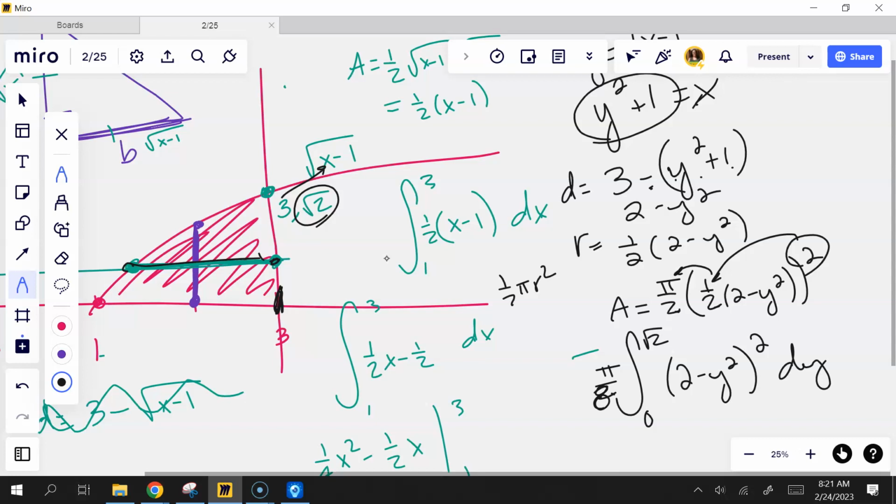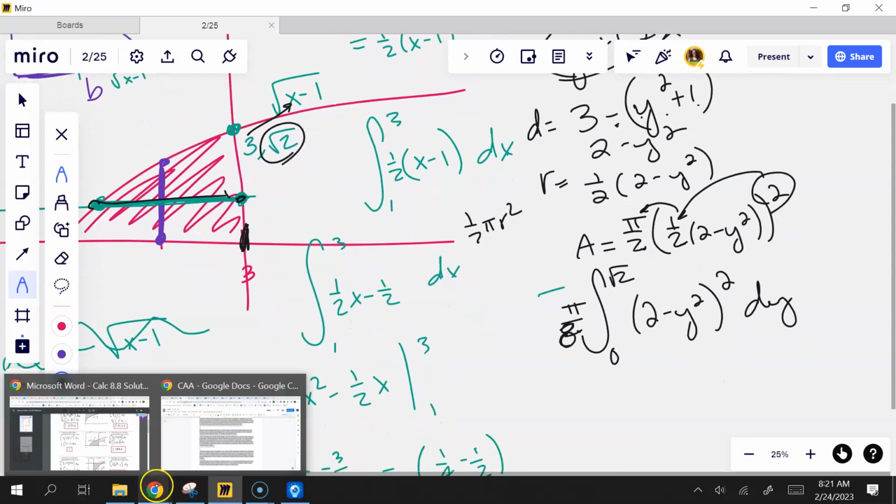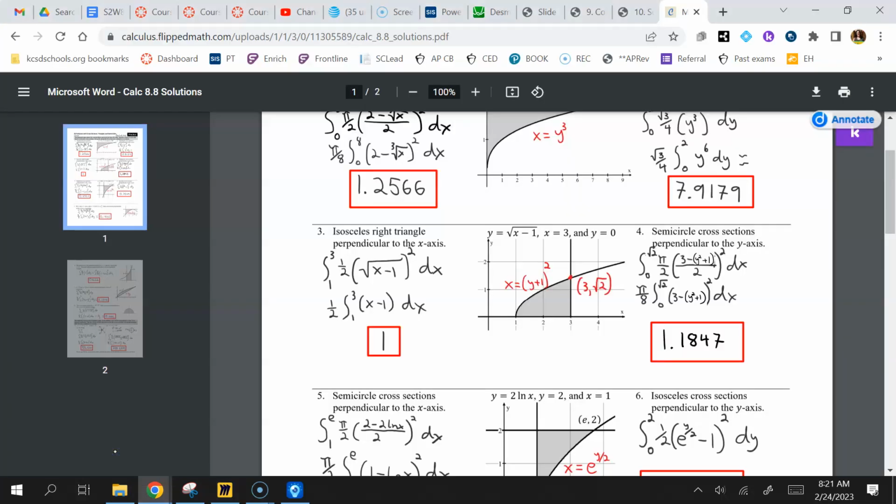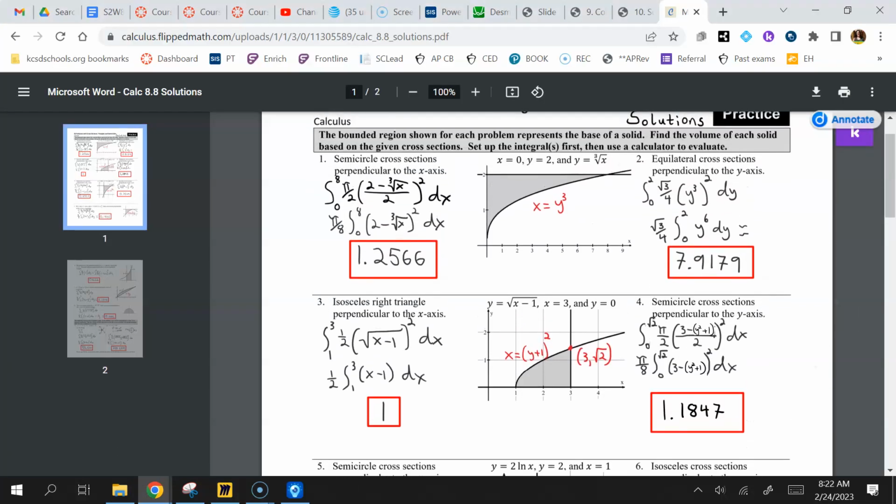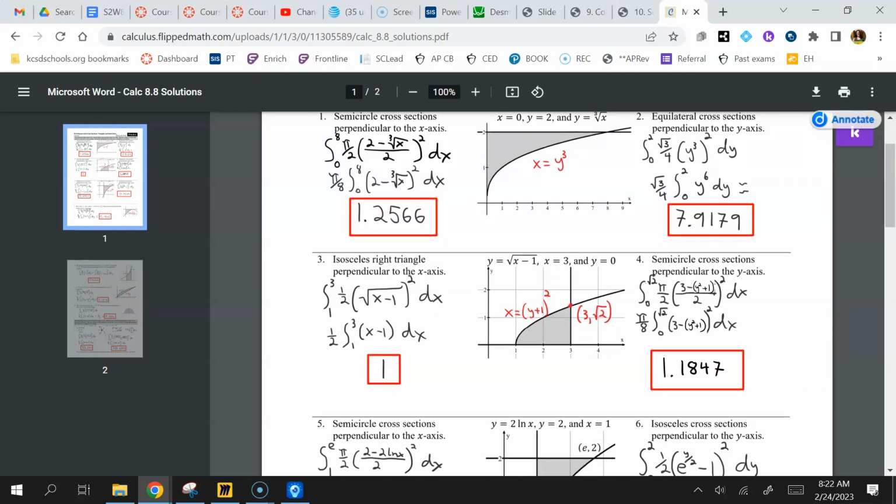And then I put this on my calculator. I don't know what you get. 1.1847. Is that what you got too? Oh, I was going to say that's the same thing they got.